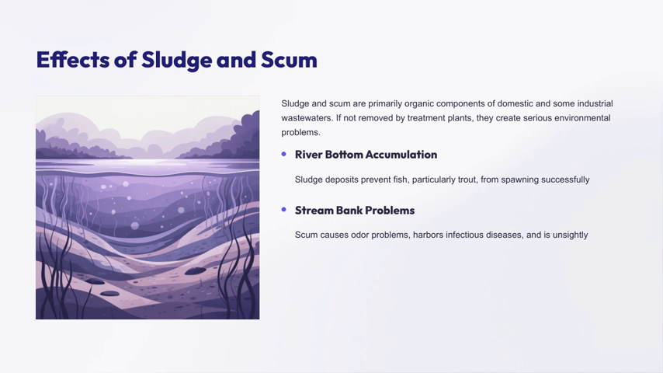Moving on to stream bank problems, scum tends to float on the water surface, and this can lead to unpleasant odors. It also provides a breeding ground for infectious diseases, which can pose health risks to both humans and wildlife. Plus, scum makes the water look unsightly, diminishing the natural beauty of our streams and rivers. All of these issues highlight why effective wastewater treatment is so crucial, not just for maintaining water quality, but also for protecting our aquatic life and overall environment.